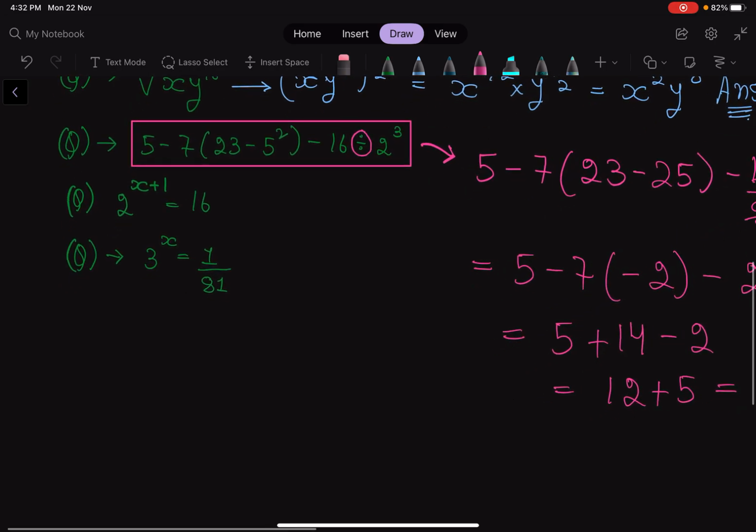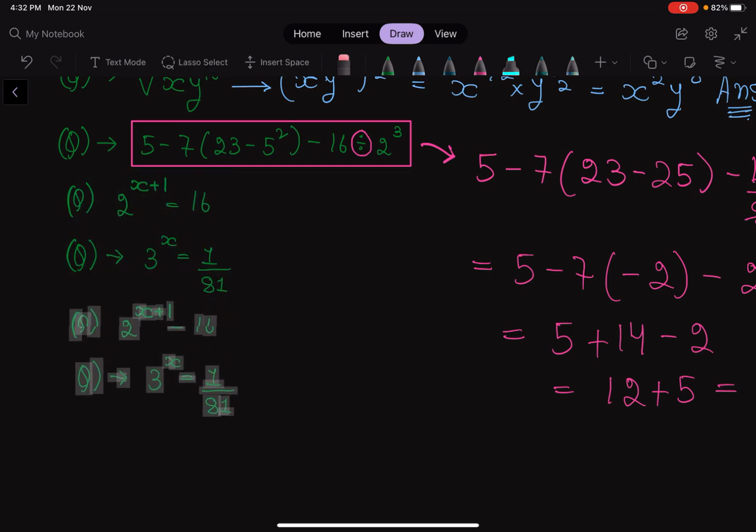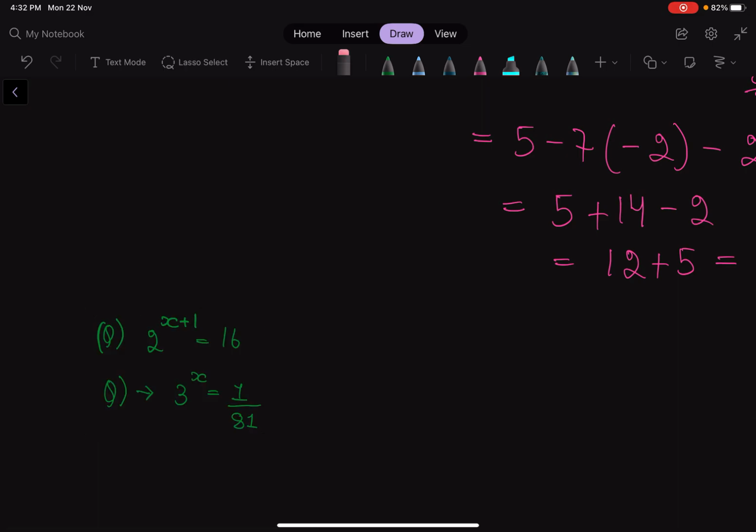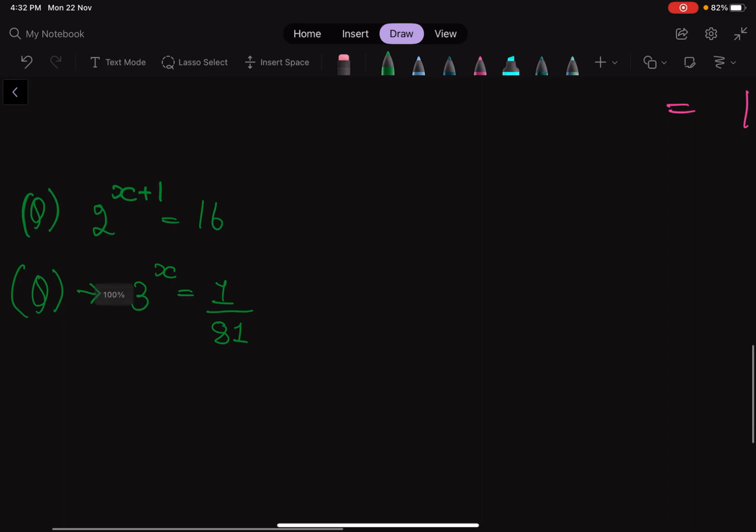And in the last two questions we are required to find x, so let me teach a method how to do these types of questions. Let's look at our first question. So it's 2 power x plus 1 equals to 16. We are given this and we are required to find x.